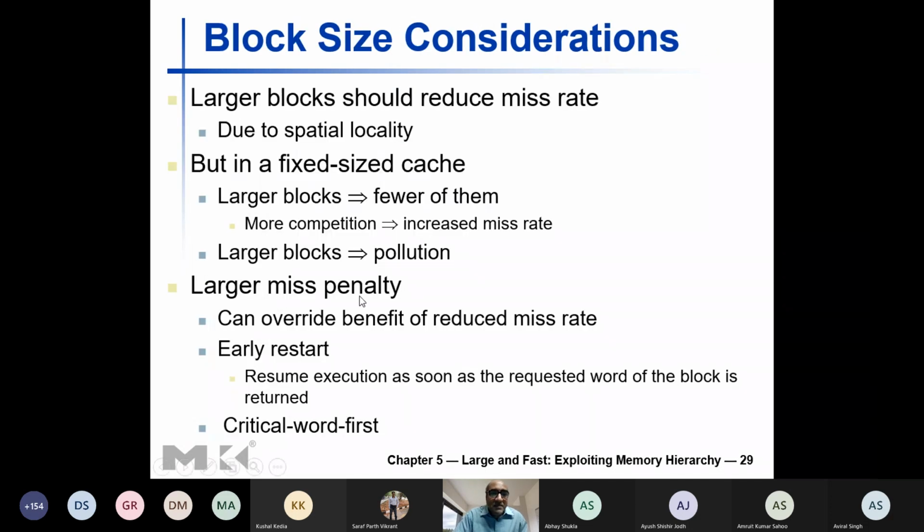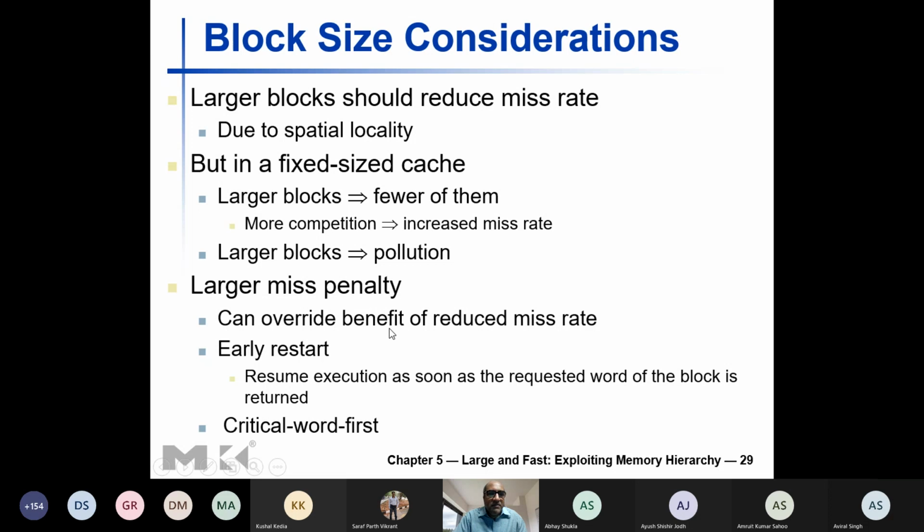And then there is the larger miss penalty. As I mentioned earlier, if the block size is larger, bringing the block from main memory to the cache requires more time. Sometimes that fetching time will override or compete with the miss rate. Even though the miss rate may be reduced, to handle a miss you need to pay more penalty. That means to handle a single miss, you need to invest a lot of cycles because of transferring the larger blocks.